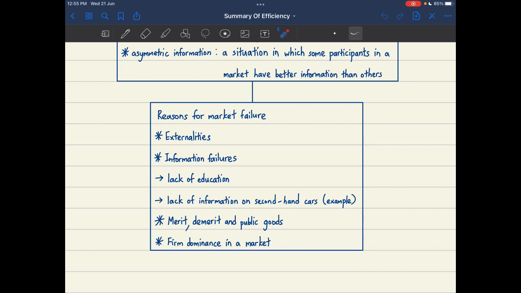All right. So that will be part of lack of information and lack of education. Merit, demerit, and public goods are already in the AS syllabus. This one I'll cover in the AS chapter discussions. And then externalities, information failure, and also firm dominance in the market, I'll cover in the next few chapters, because they are under the next few chapters.